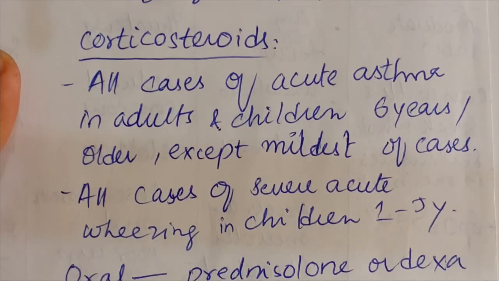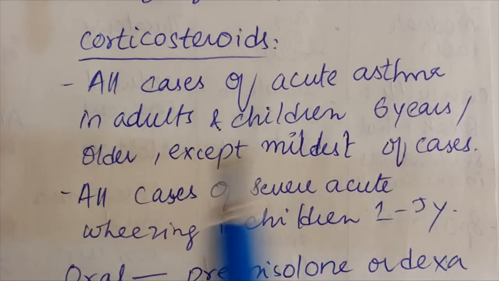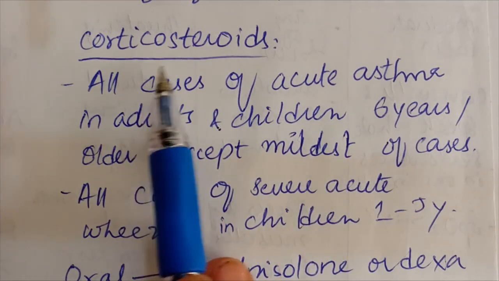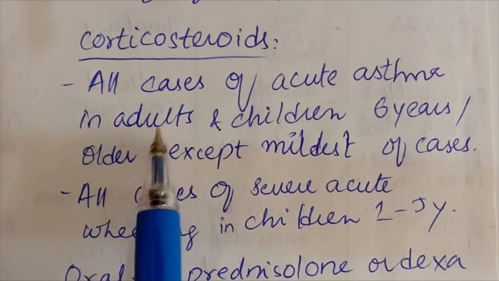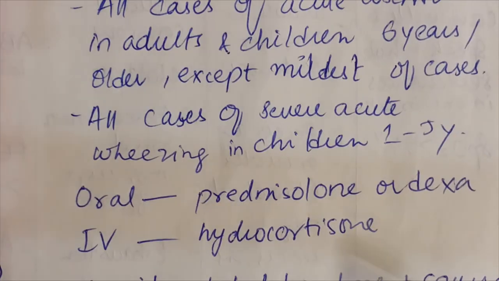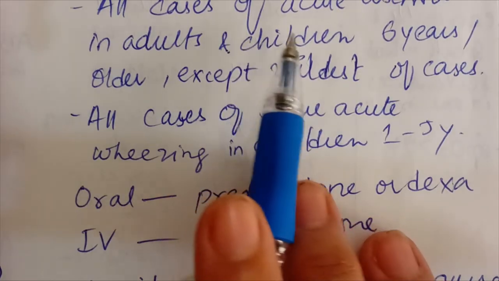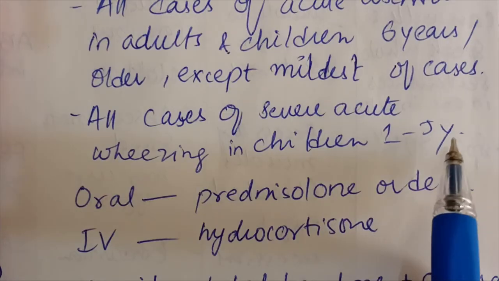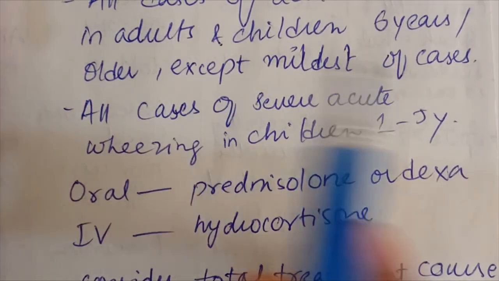Corticosteroids are very important, and these are given in all cases of acute asthma in adults and children 6 years or older, except the mildest cases. If the exacerbation is mildest, we are not going to administer corticosteroid, but in all other cases corticosteroids are given in adults and children 6 years or older. They are also given in all cases of severe acute wheezing in children 1 to 5 years. If the acute asthma exacerbation in children 1 to 5 years is associated with wheezing, we are going to give steroids.